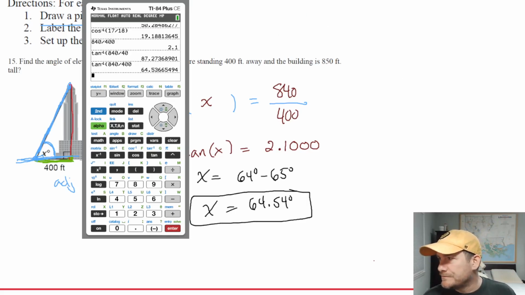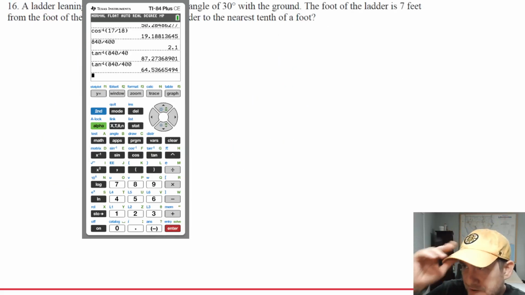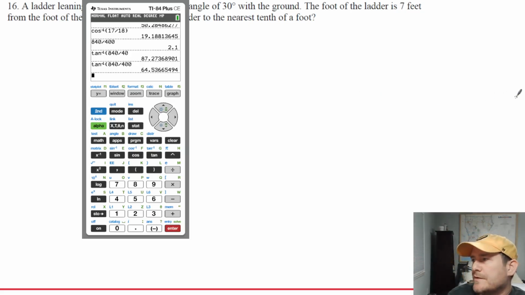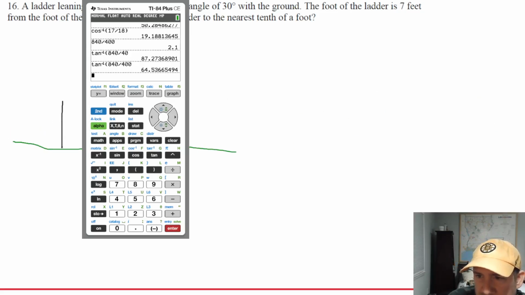Let's look at the next one. And I'm pretty sure, no, I don't think I did do this one with the class. Maybe I did. But it says there's a ladder leaning against a house and it makes a 30-degree angle with the ground. So it sounds like I need some ground. Then it sounds like I need a house on that ground. And then it sounds like I need a ladder that reaches part way up the house and reaches down to the ground. So this is my ladder.